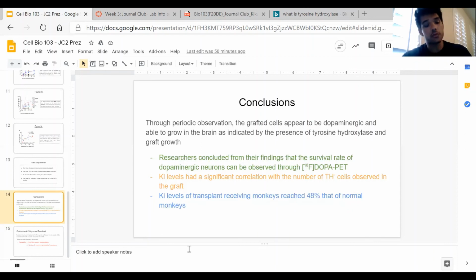In addition to that, researchers found that the Ki levels of transplant receiving monkeys reached 48% that of normal monkeys. So the Ki levels are basically the influx value of how much these grafts have grown. So what this is essentially saying is the grafts have grown to about 48% of the size of normal monkeys, which is good. I would speculate that with further observation, the grafts would continue to grow based on this research, but you can never be too sure.